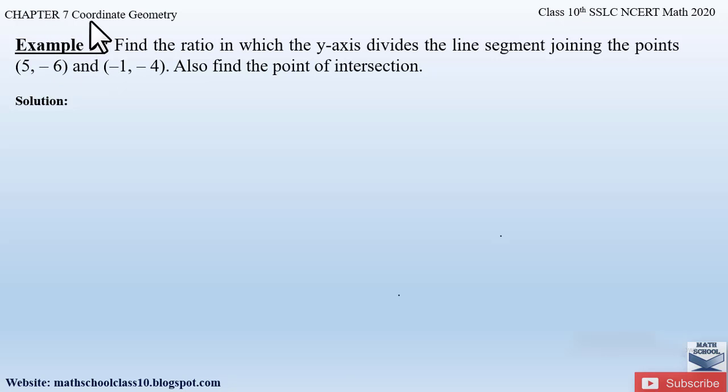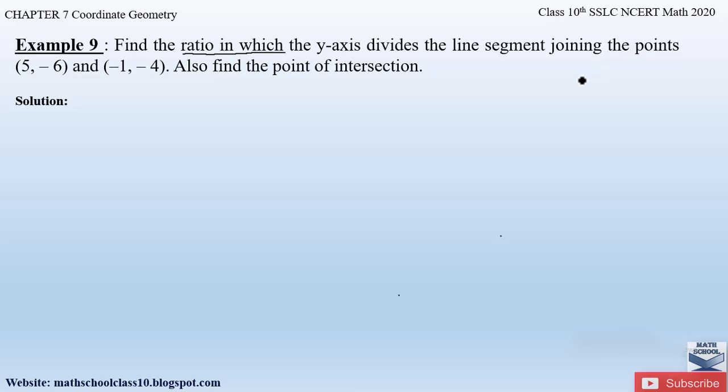Example 9 from chapter 7 coordinate geometry says, find the ratio in which the y-axis divides the line segment joining the points. There are two given points. Also find the point of intersection. So here they have given us that find the ratio in which the y-axis divides the line segment. Since they have asked us to find out the ratio, we will apply the section formula here.